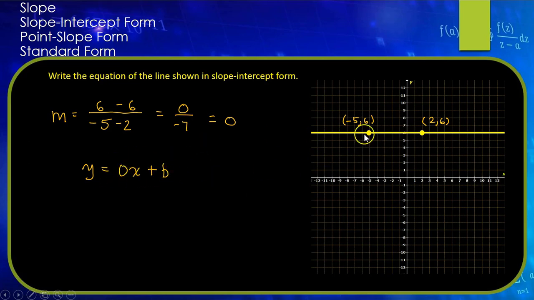And so basically I'm going to have the y-coordinate, which both of them share, 6, equaling b. So y equaling b is how this is going to look. In this case, y equals 6 would be the answer to this particular problem. And that's the way that all horizontal lines look. It's always y equals the y-coordinate that all the points share.